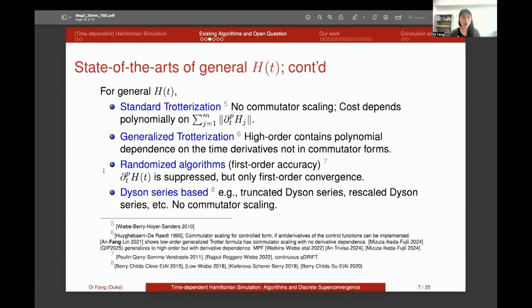The second type of algorithms are these randomized algorithms, like the Dyson algorithm, where they suppress the derivative dependence, unlike Trotter, which will have a polynomial dependence on the derivative. However, the randomized algorithm can only do first order. It's typically difficult to go beyond the first order. And none of these algorithms actually give us commutator scaling in the general time-dependent case.